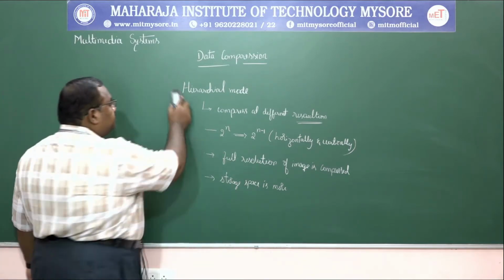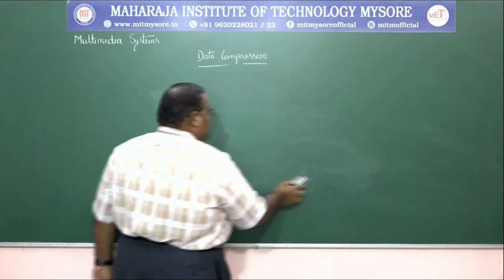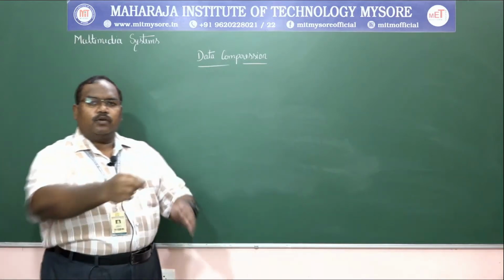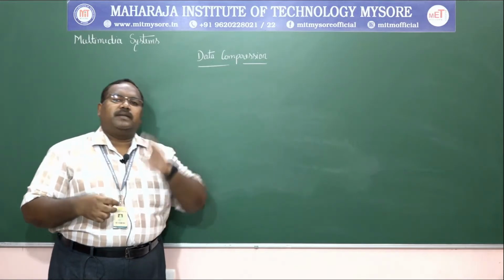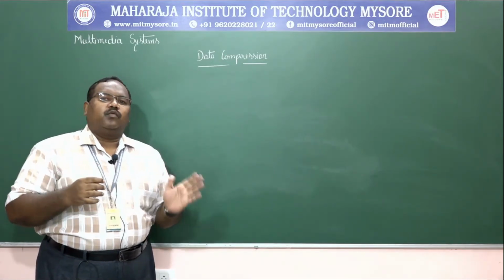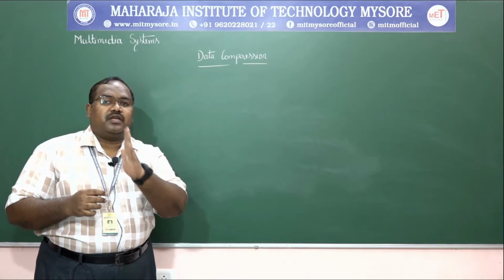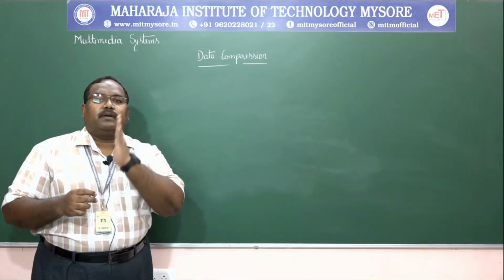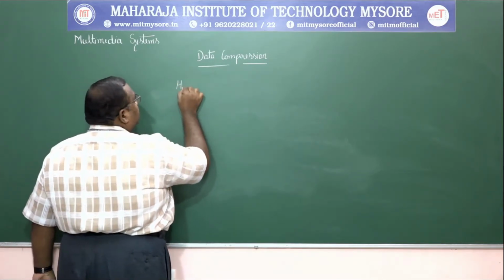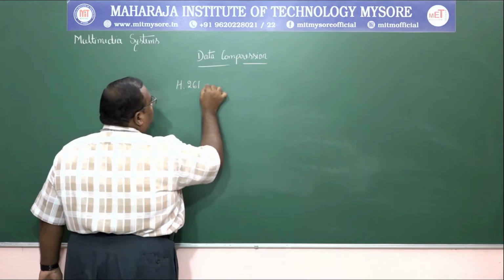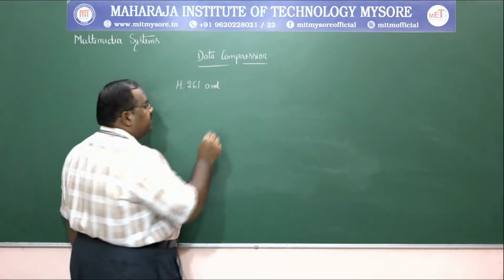Next, till now we were discussing only still images and a bit of motion images, that is, motion JPEG was discussed. Now we will look into one more part, the compression associated with video, that is digital video also. We have two methods, H.261 and one more, the H.263 compression.